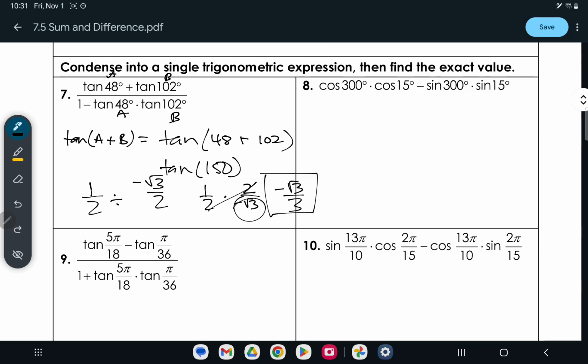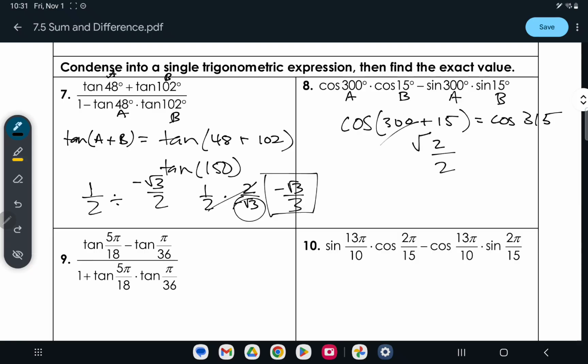All right. Let's see, cosine A times cosine B minus sine A sine B matches up with the cosine one. So cosine of A plus B, that gives me cosine of 315, which is also on the unit circle. And the cosine is the x value, so root 2 over 2.